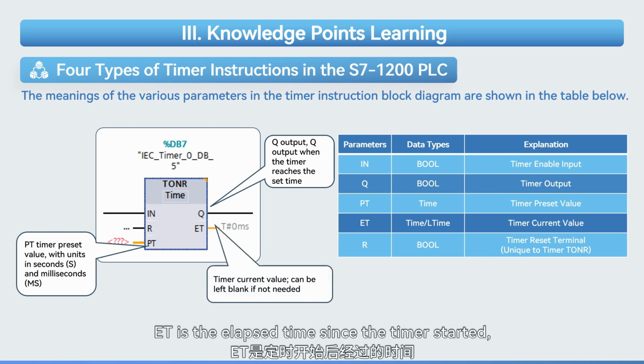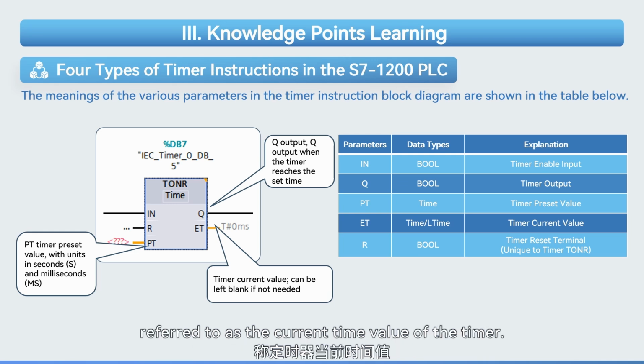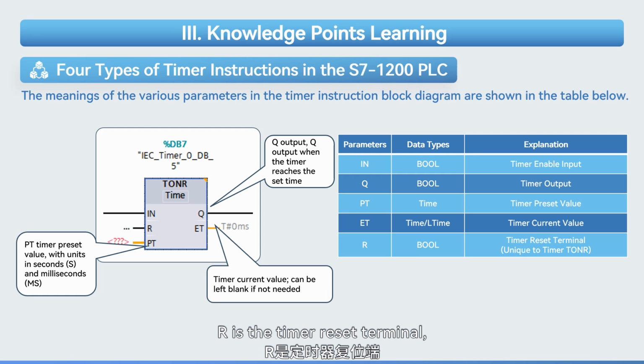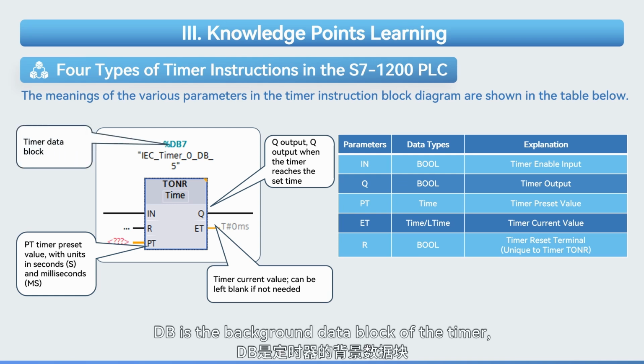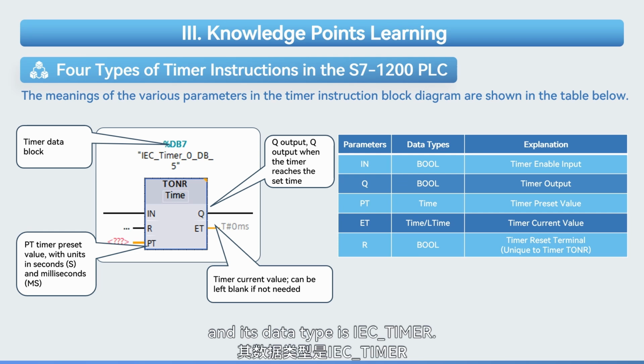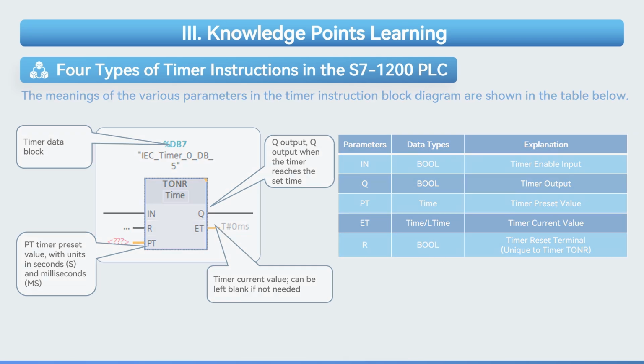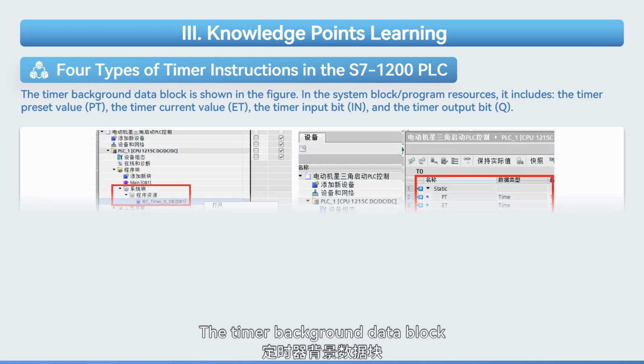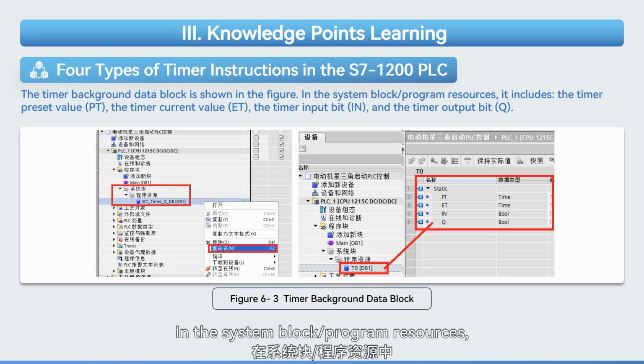ET is the elapsed time since the timer started, referred to as the current time value of the timer. R is the timer reset terminal, unique to the retentive timer type. DB is the background data block of the timer, and its data type is IEC_timer. The timer background data block is shown in the figure. In the system block, program resources, it includes the timer preset value, PT, the timer current value, ET, the timer input bit, IN, and the timer output bit, Q.